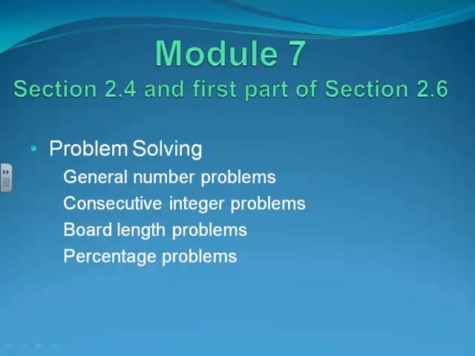This is Module 7, Section 2.4, and the very first part of Section 2.6. In this section, we will be looking at problem solving, and there are four basic types of problems that we're going to look at. They are general number problems, consecutive integer problems, board length problems, and percentage problems.